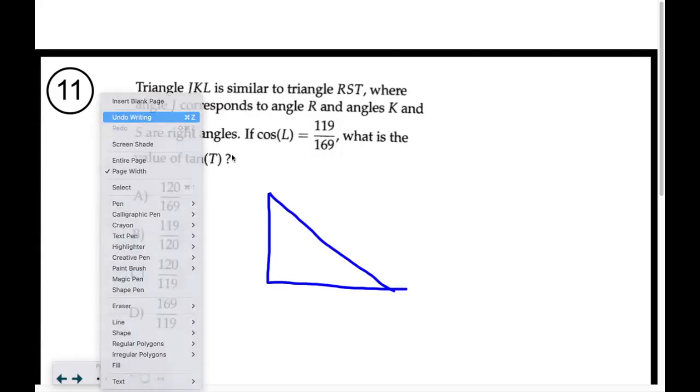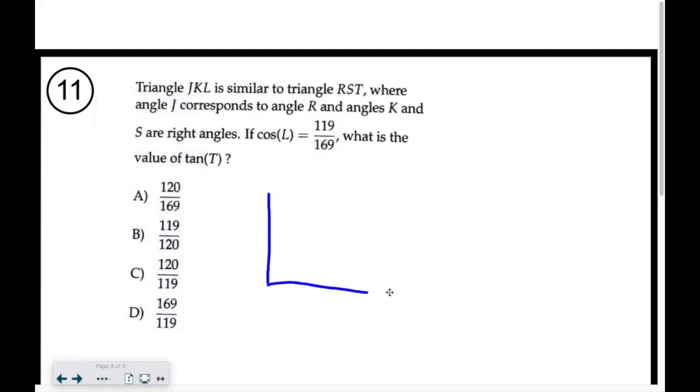So let's say that's our right angle. Angles K and S: K is the right angle, that's what I really care about. And then I just put J and L like this.